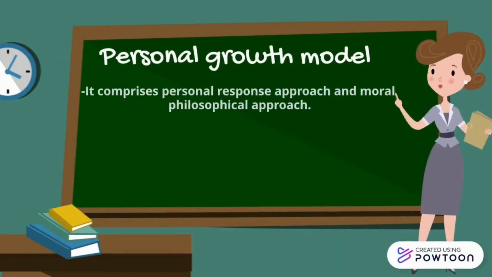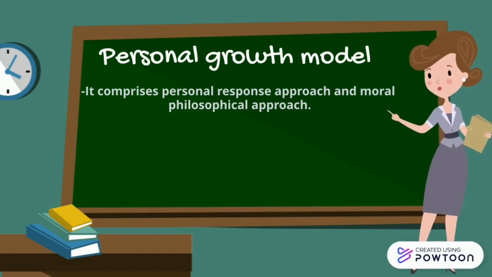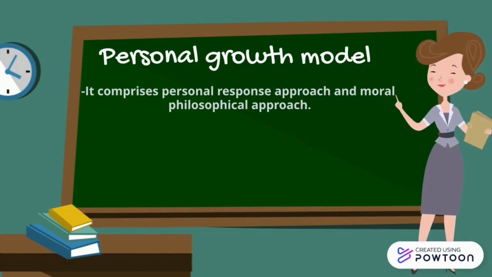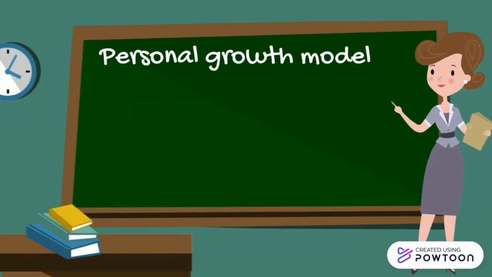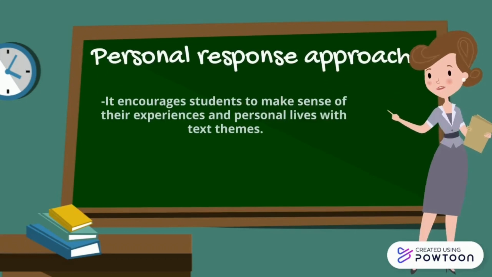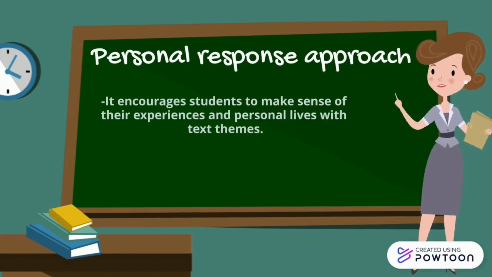Another model is the personal growth model. In this model, it helps students to develop their language, character, and emotions. It also encourages students to love and enjoy reading literature. In this model, there are two approaches. First is the personal response approach.